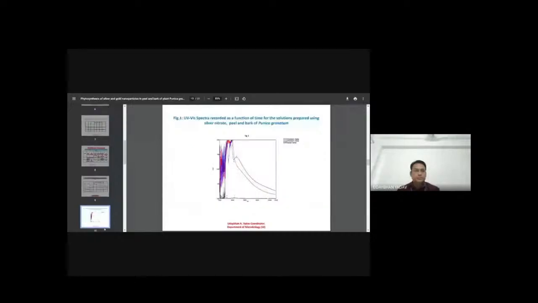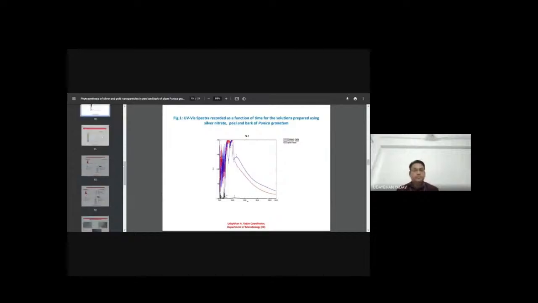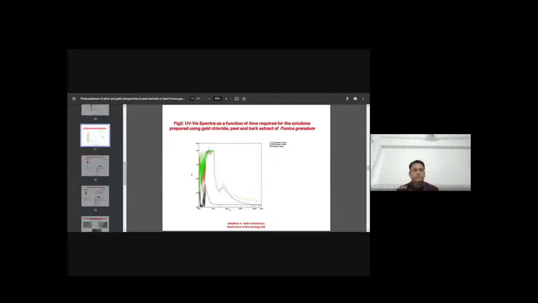Here is the graph of the UV-Vis spectra recorded as a function of time for the solutions prepared using silver nitrate and peel and bark of Punica granatum, where we can see the maximum spectrum. Figure 2 shows the UV-Vis spectra as a function of time for the solution prepared using gold chloride and peel and bark extract of Punica granatum.